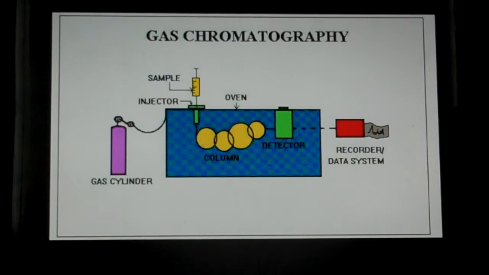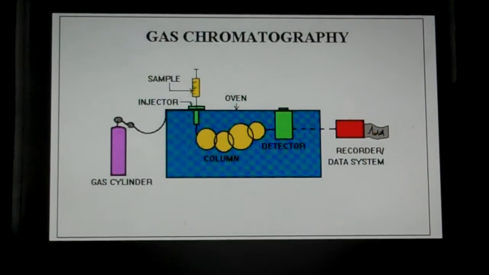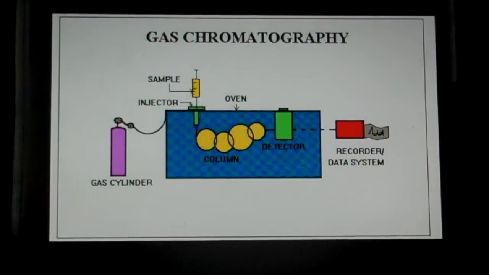A capillary column is made of glass and is on average 15 to 60 meters long, with a diameter of 0.25 to 0.75 millimeters. These types of columns can be made narrower because their stationary liquid phase is coated as a very thin film directly onto the column's inner walls.